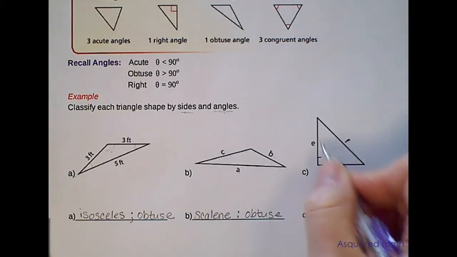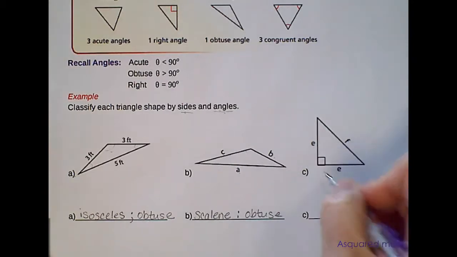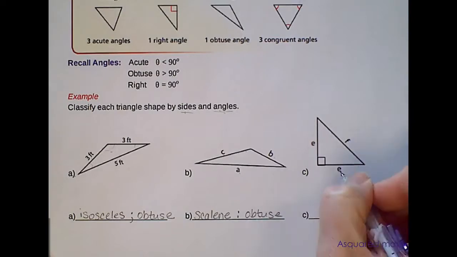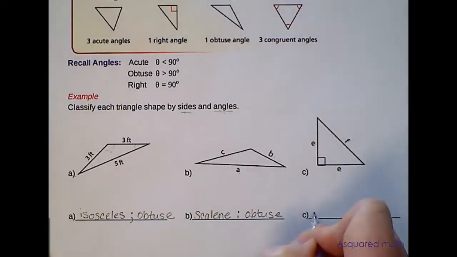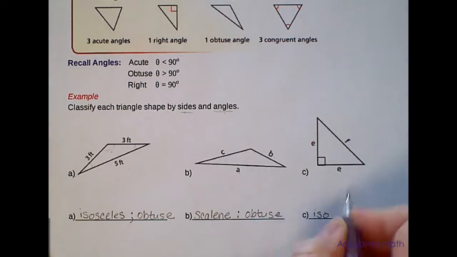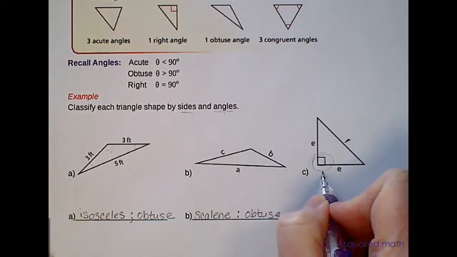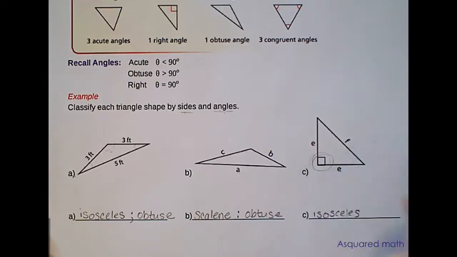Over here, we have side length E, and side length F. So we have two E measures, therefore we have a triangle that's isosceles. And we have this indication in the corner here, that box that indicates that it's a right angle. So this is 90 degrees, so it's a right triangle.